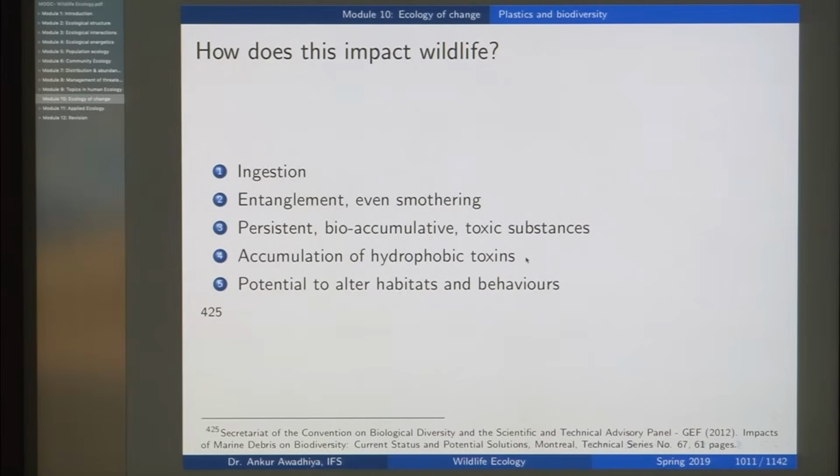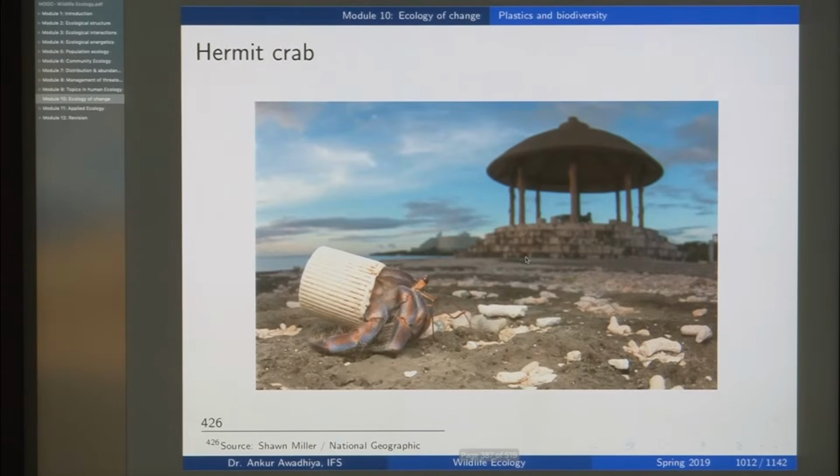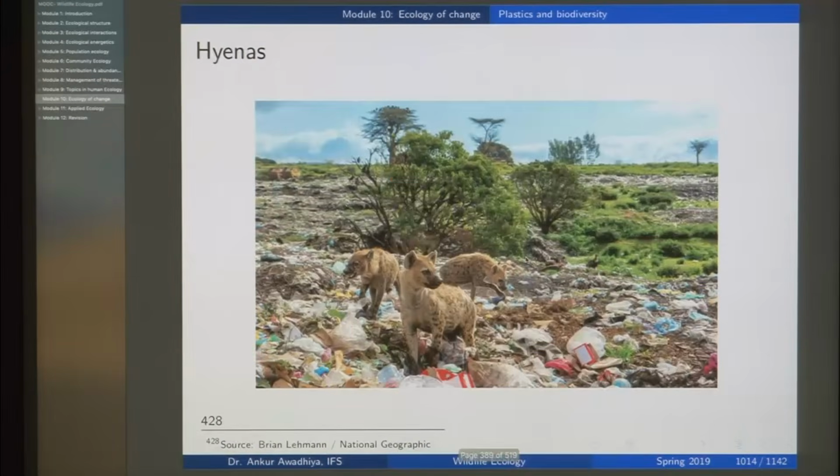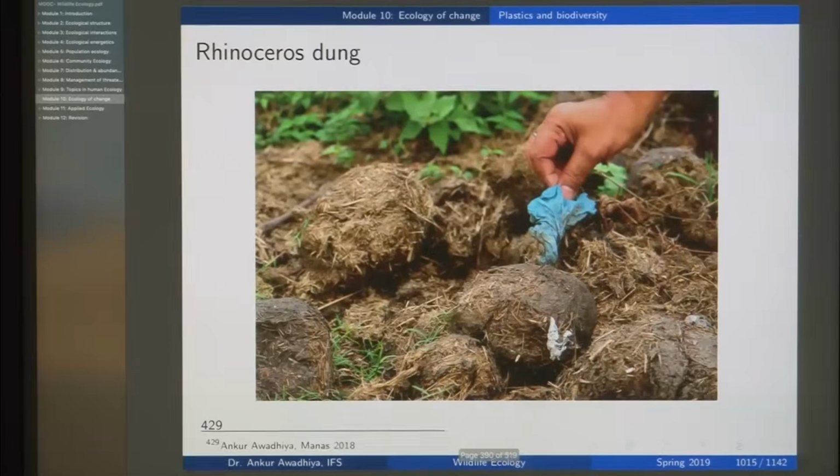Then there is a potential to alter the habitat and behavior. So, this is an example of a hermit crab which is now using a cap of a bottle as its shell, or this seahorse that is using this earbud, or these hyenas which are now acclimatized to the plastics everywhere.